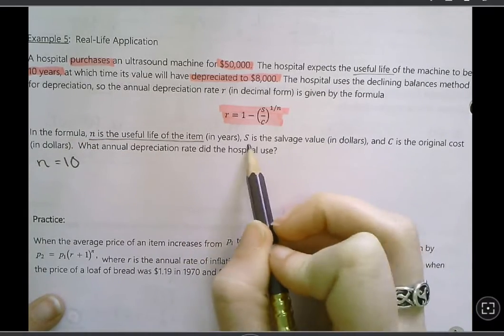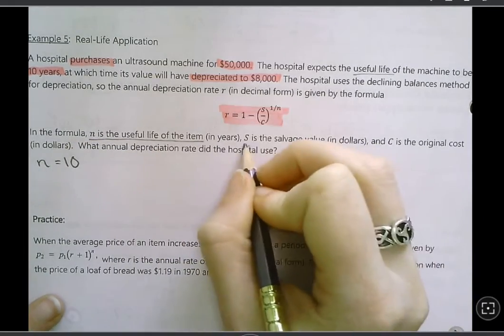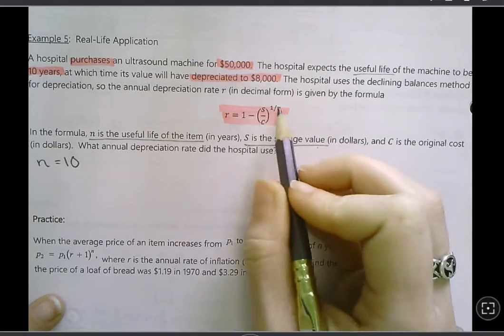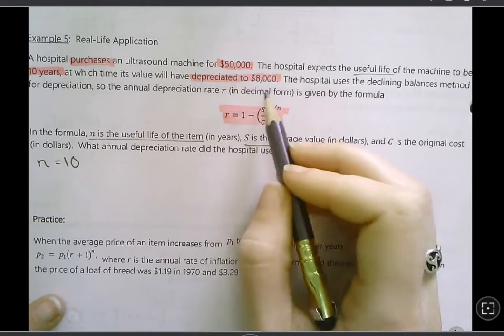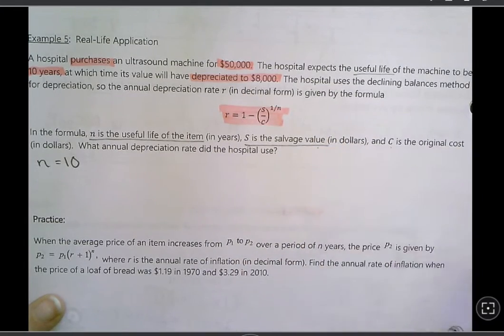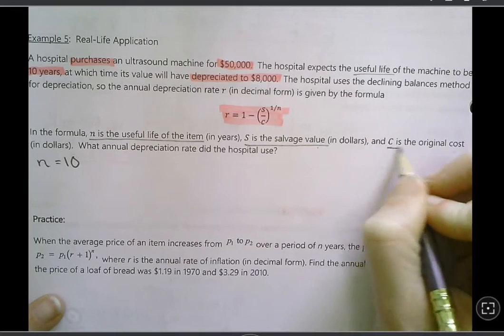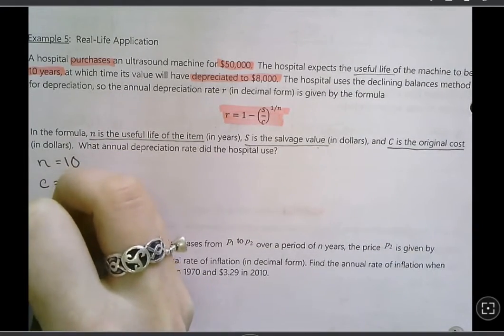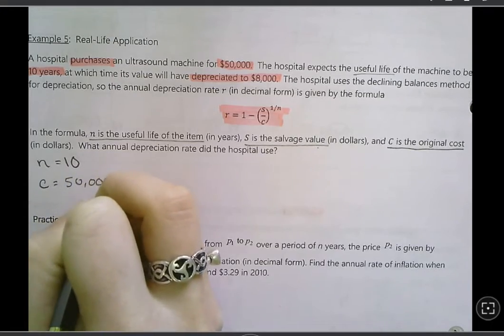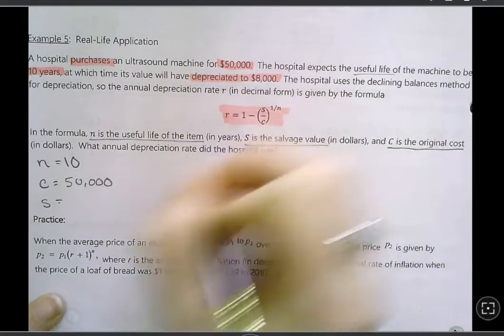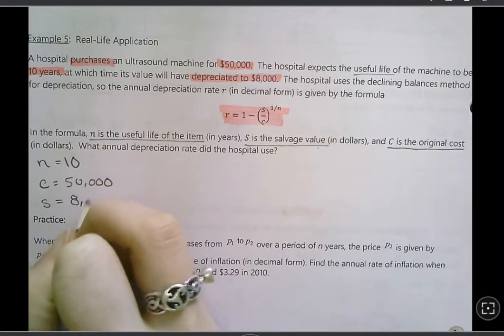Well, next it says S is the salvage value. So if you get stuck here and you're like, I don't really know what a salvage value is yet. I don't know if that's going to be my 50,000 or my 8,000. Not really sure which. Go ahead and skip it and say like, okay, well, do I know what C is? Because process of elimination. Well, C, that's the original cost. Well, it cost them $50,000 to purchase it. So S, salvage, must be the depreciated cost at $8,000.